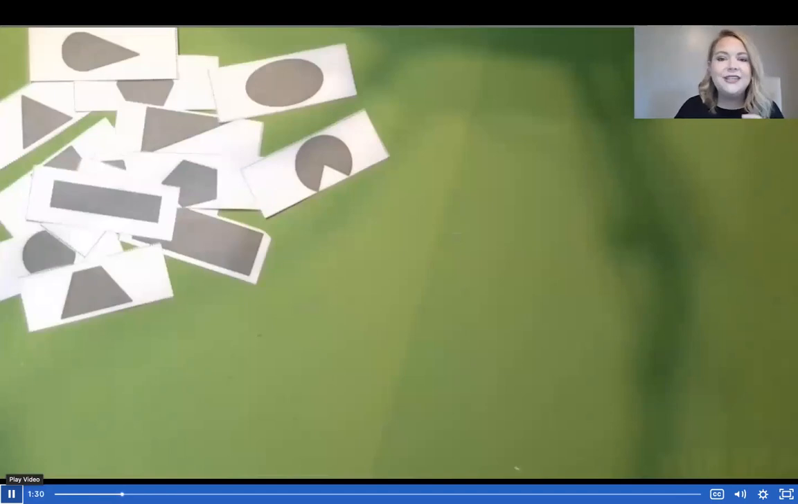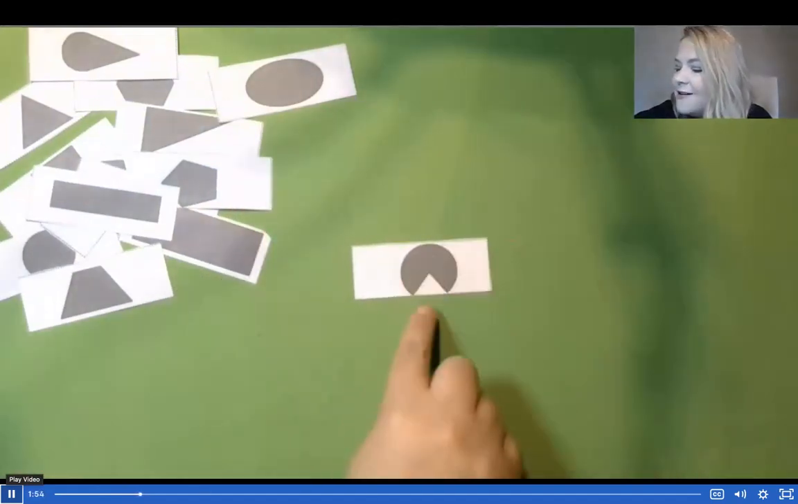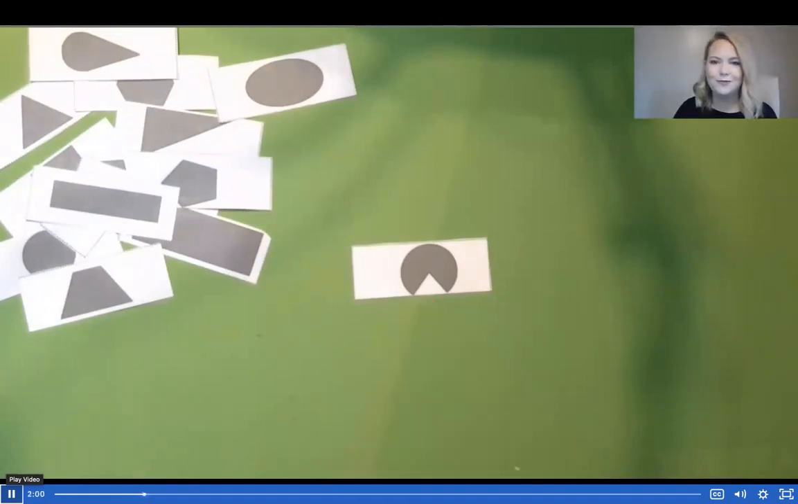Now go ahead and take the pieces that you just cut out and lay them out in front of you. What do you see? Yeah, I see a bunch of different shapes. Let's go ahead and look at this shape together. Go ahead and find this shape and lay it out right in front of you. Now, what do you notice about this shape?